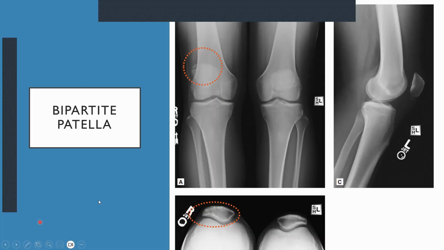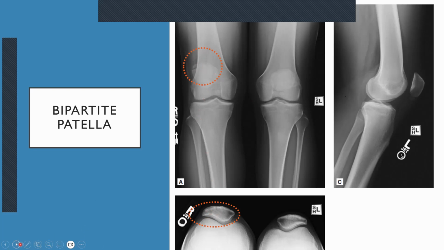Okay, so this is a bipartite patella. All right, and a bipartite patella is a congenital deformity. It's something that a patient is born with. Now, this mustn't confuse you, and this mustn't make you worried. One thing that you'll notice about this is that the edges are actually quite smooth. They're quite rounded. It's not a fresh edge, if I can put it that way.